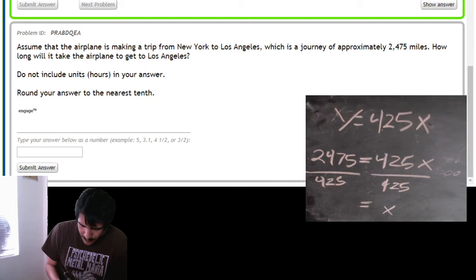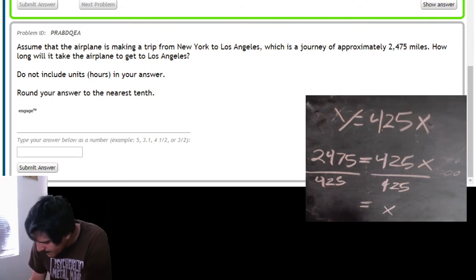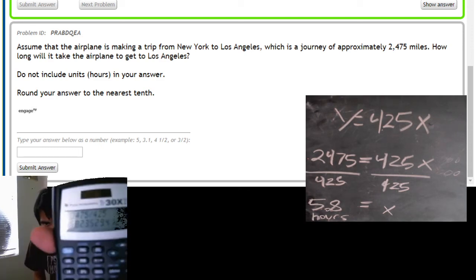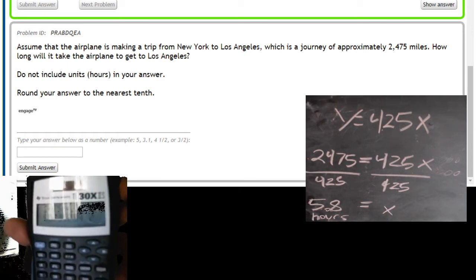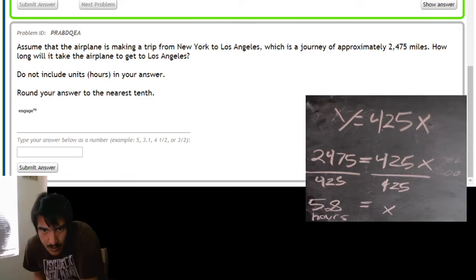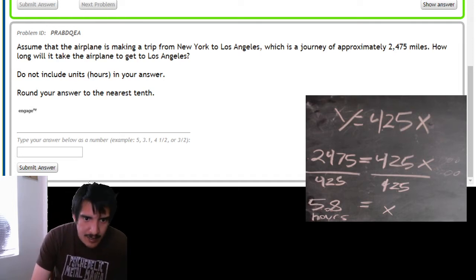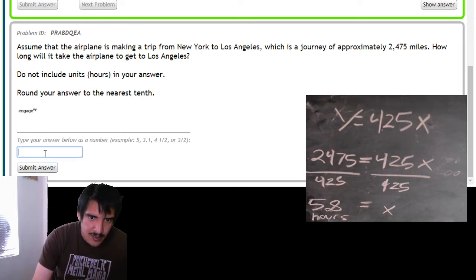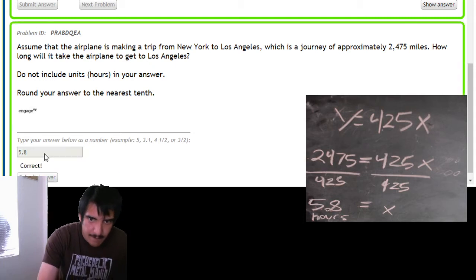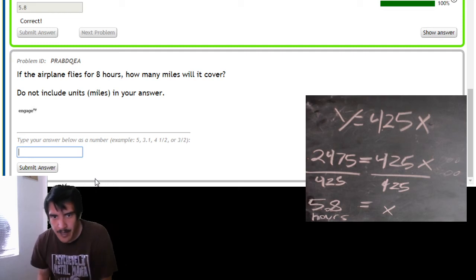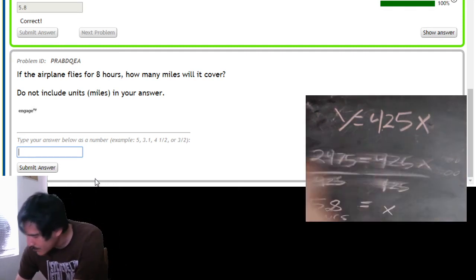2,475 divided by 425. I got approximately 5.8. I didn't get exactly 5.8. My calculator showed me a bunch of decimals, but I just rounded. Okay? So 5.8 hours. I'm going to go ahead and go back to my answer, and I'm going to enter 5.8. Correct.